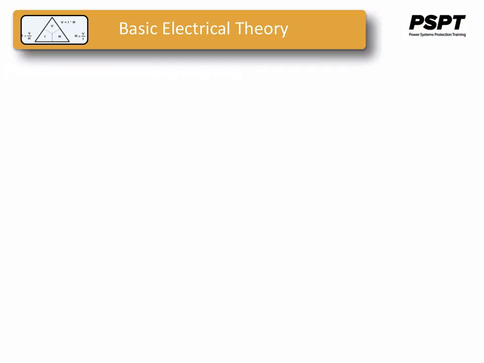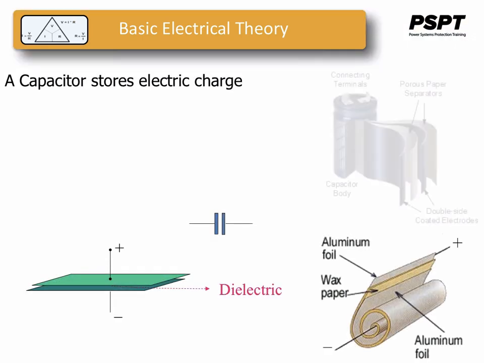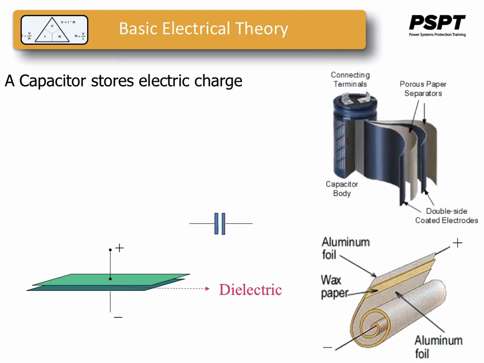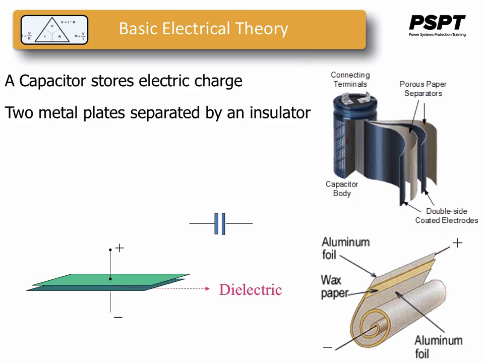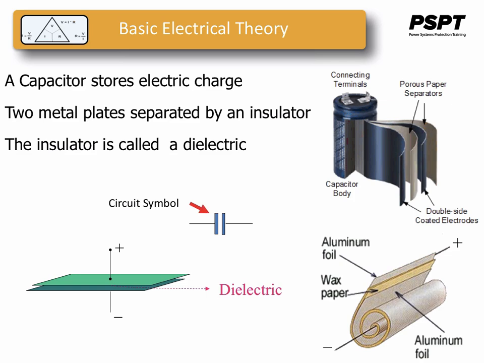So, simply put, capacitors are devices for storing electric charge. Basically, capacitors consist of two metal plates separated by an insulator. The insulator is called a dielectric, and it's made up of, say, polystyrene, could be oil, air, mica. There are several insulating materials out there that they use for the dielectric of a capacitor.